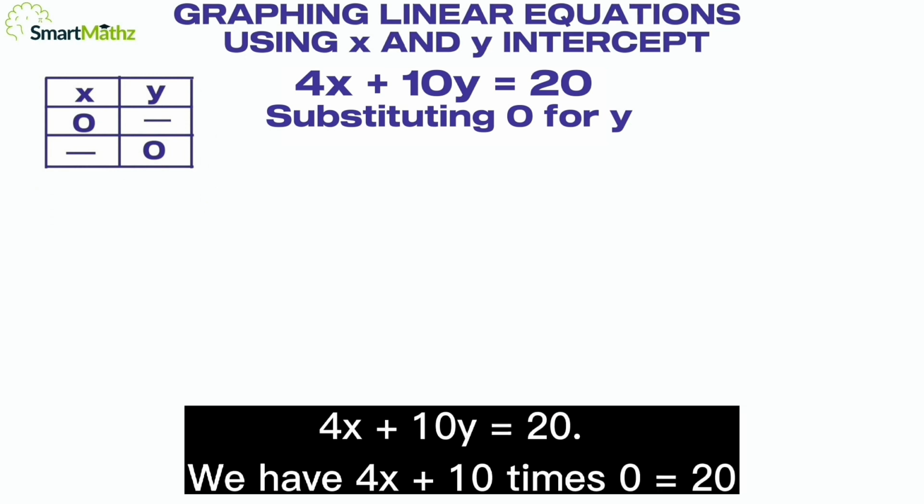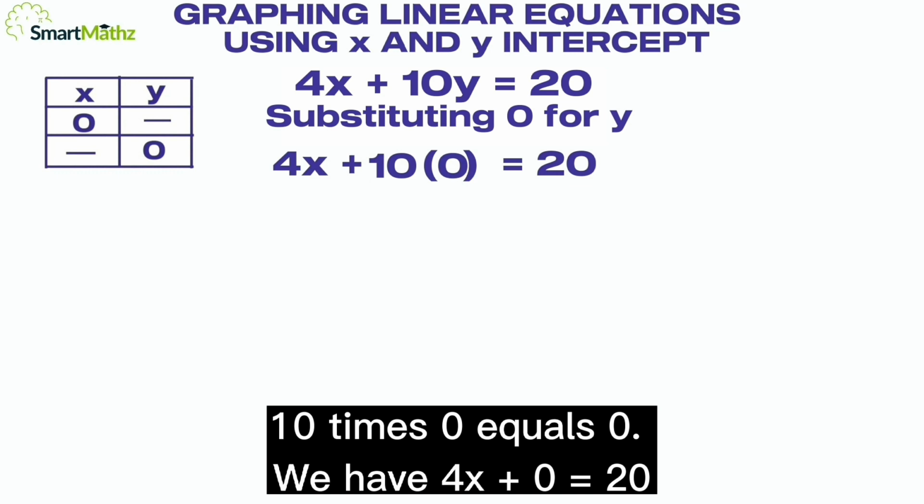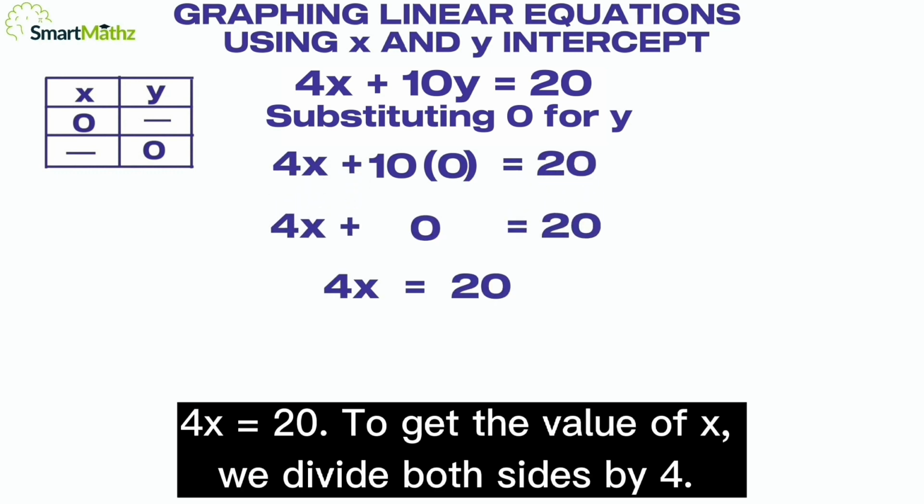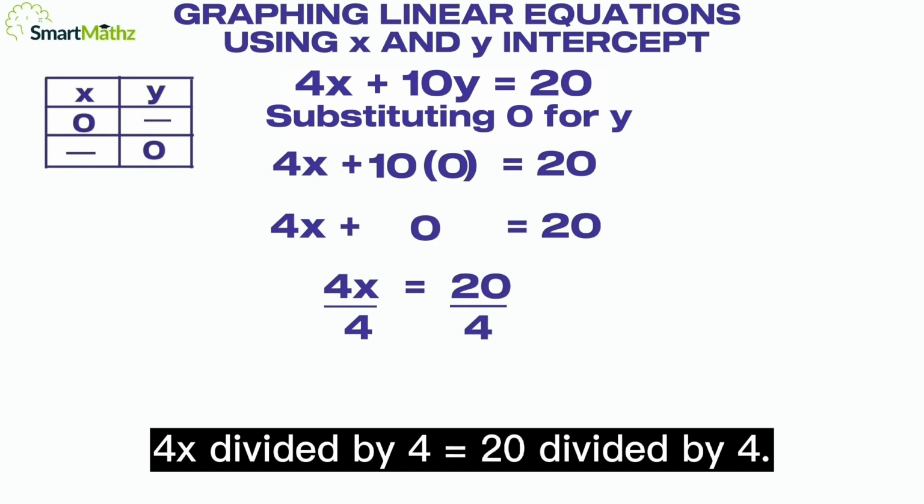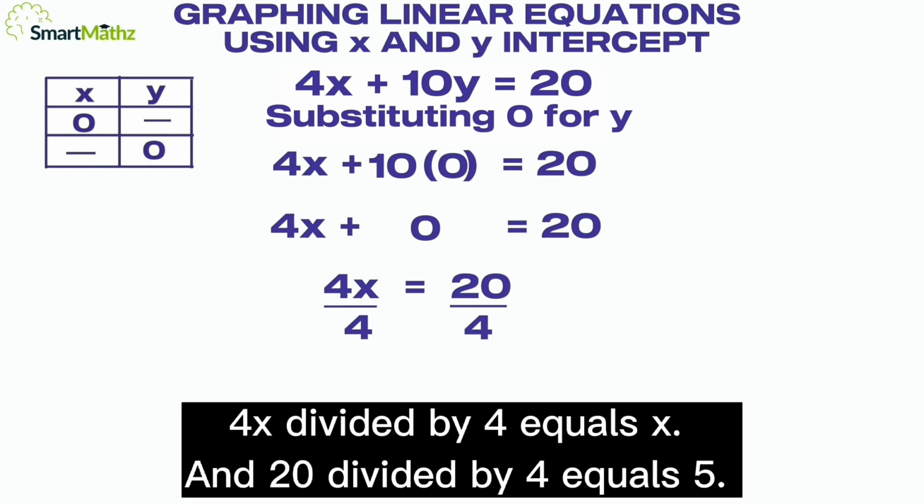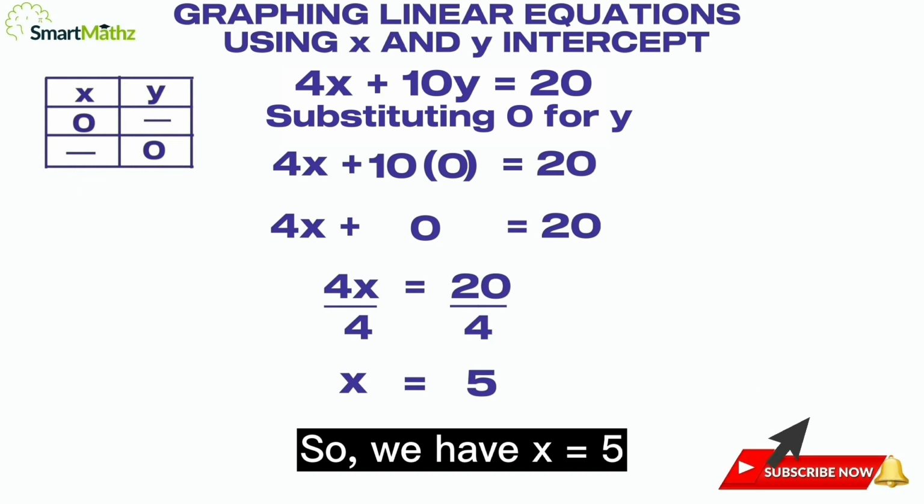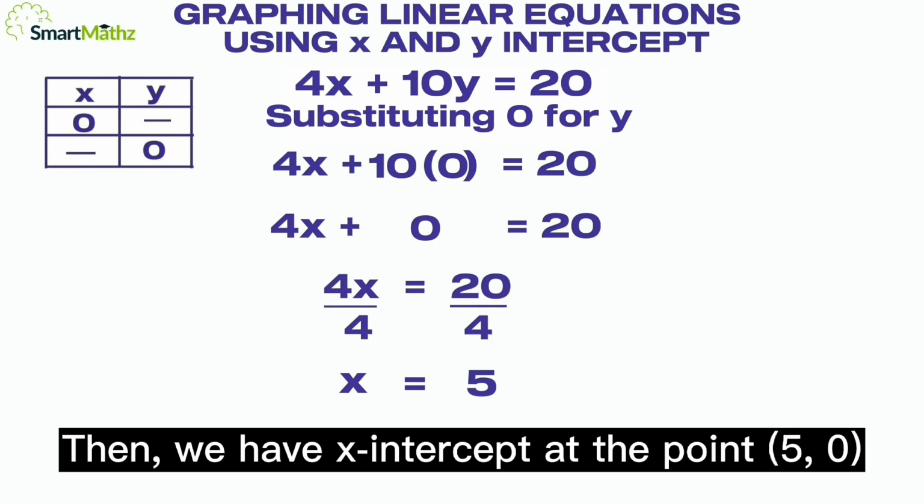4x plus 10y equals 20. We have 4x plus 10 times 0 equals 20. 10 times 0 equals 0. We have 4x plus 0 equals 20. 4x equals 20. To get the value of x, we divide both sides by 4. 4x divided by 4 equals 20 divided by 4. 4x divided by 4 equals x, and 20 divided by 4 equals 5. So, we have x equals 5. Then, we have x-intercept at the point 5, 0.